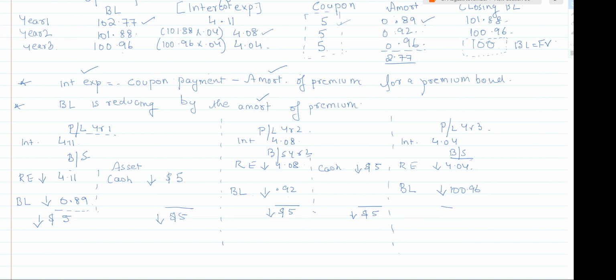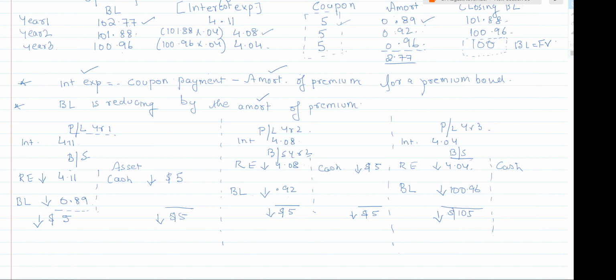So let us add up the liability side. 100.96 plus 4.04 is $105, right? So my liability side would go down by 105. Now let us look at the cash side. As at the end of year 3, the bond will mature. So the issuer would repay the face value of the bond as well as the coupon, right?